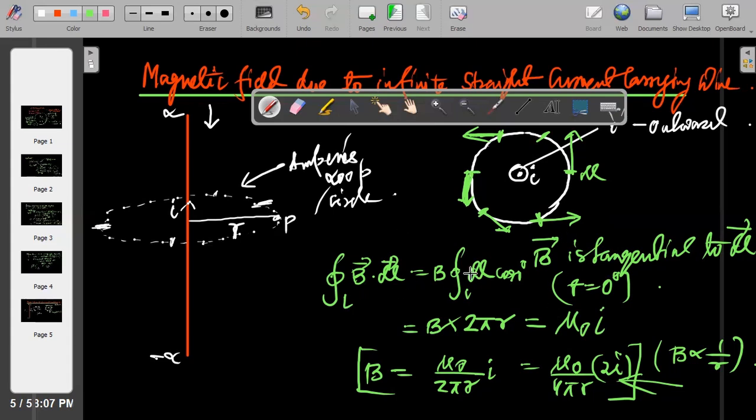So since it is tangential, theta will be 0 degree. So B times the integral of dl, that is B into 2 pi r, equals mu naught into I. Very simple. So B will be mu naught by 2 pi r into I. So the same result we are getting using Ampere's circuital law. Very interesting, right?